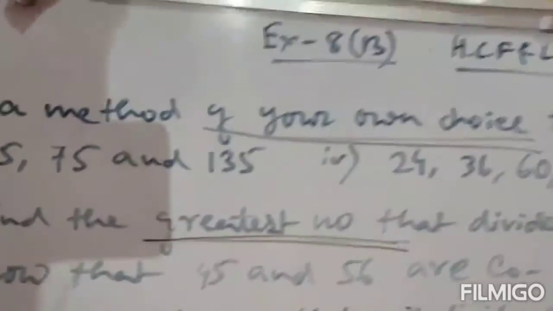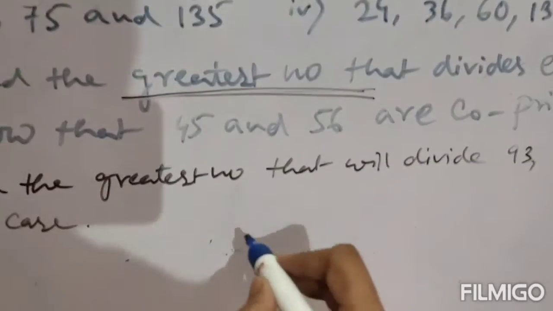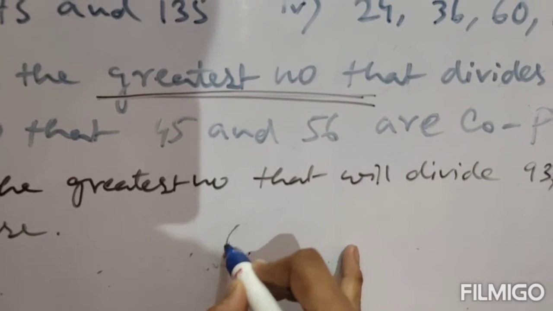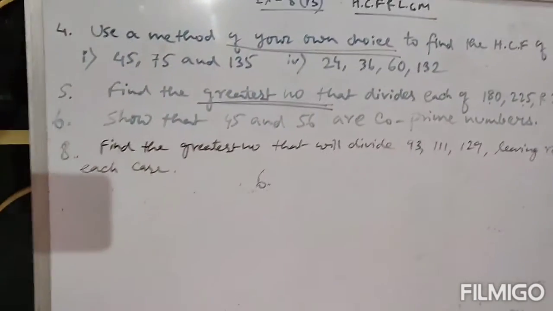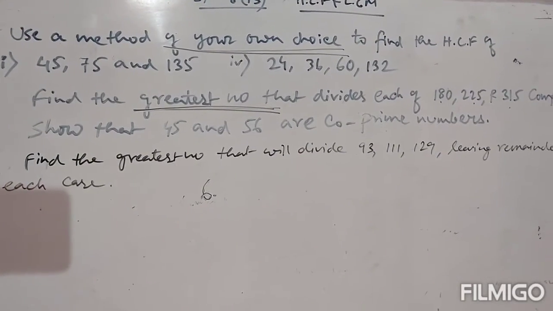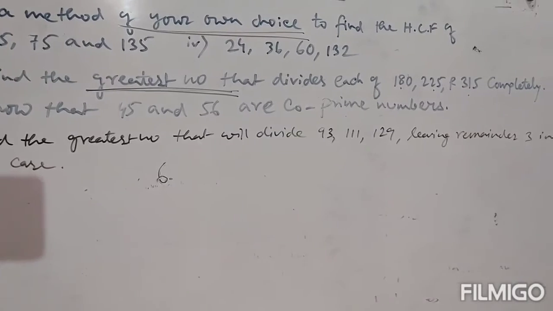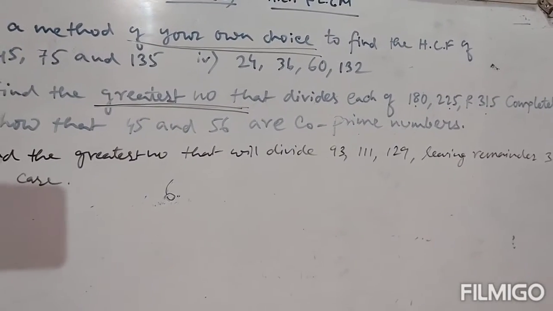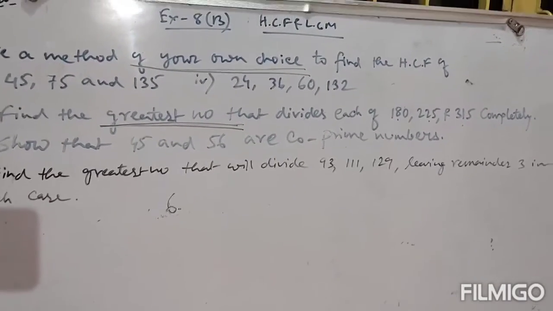Question number 6 says, show that 45 and 56 are co-prime numbers. We have to show that 45 and 56 are co-prime numbers. Now what are co-prime numbers? Co-prime numbers are two numbers whose HCF is 1. If the HCF of any two numbers is 1, then these two numbers are said to be co-prime. The HCF should be 1 between two numbers. Those numbers will be co-prime to each other.